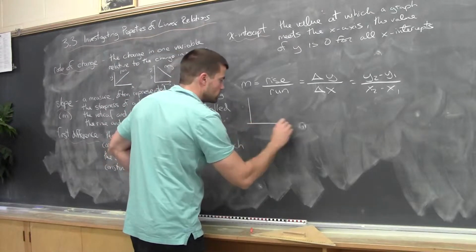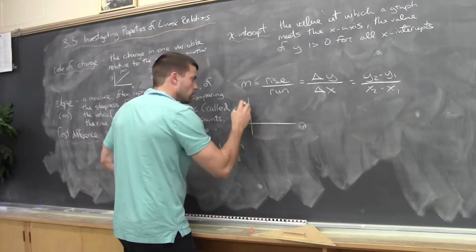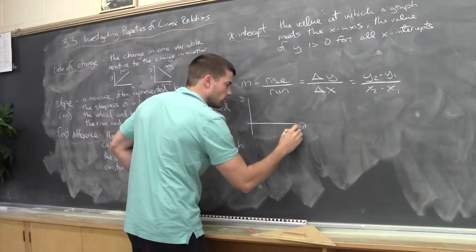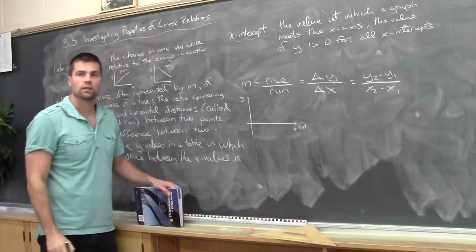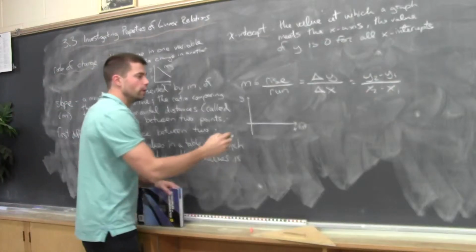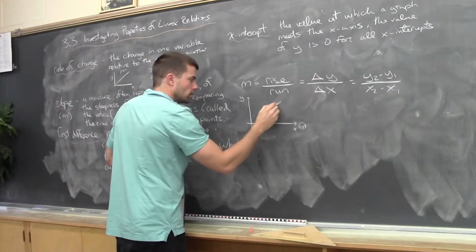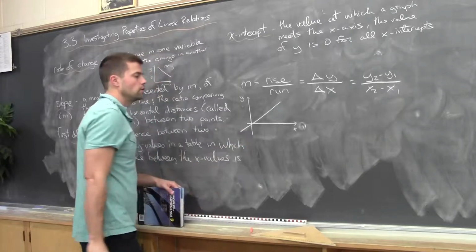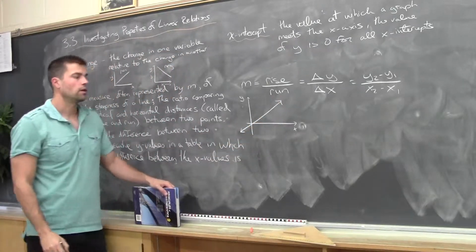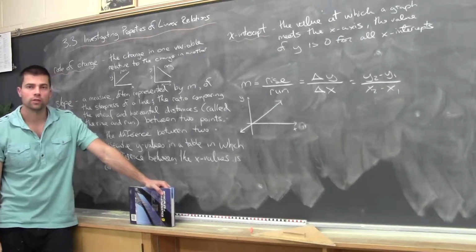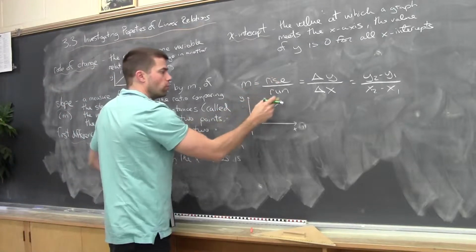So if we have a graph here, we know this is our standard graph with our y-axis and our x-axis. And we're talking about linear relations, so I'm going to draw a line here like this. So here's our graph. We have this line here. Okay. What slope is, it's the measure of the rise over the run.